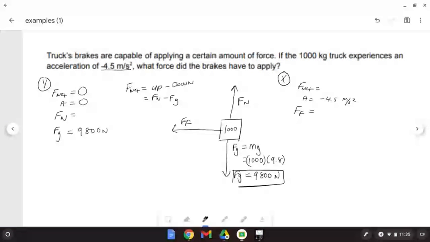So I get that from my picture. Now I can go ahead and plug my numbers in there. I have 0 is equal to Fn minus 9,800. I'm going to add the 9,800 over to the other side. And I'm going to see here Fn is equal to 9,800 newtons. This is a step you do need to show me.